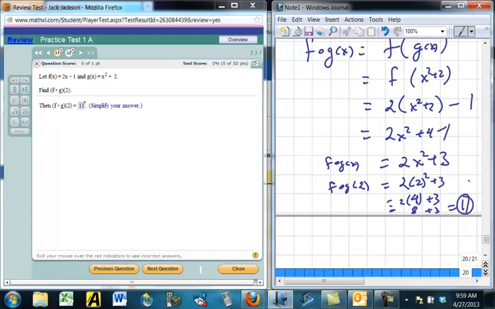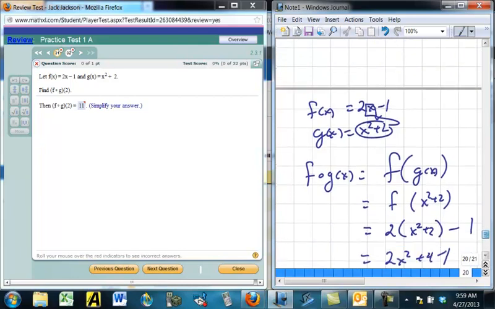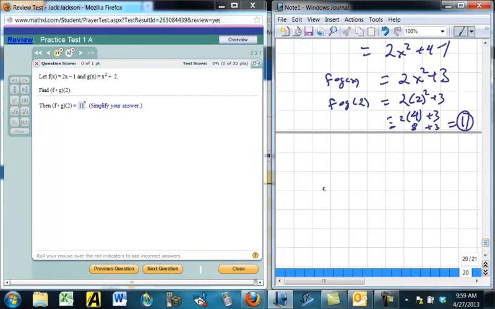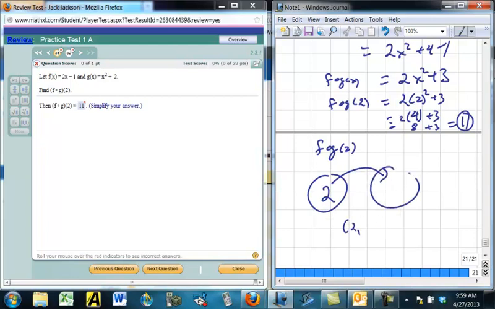Okay, now actually, since we didn't have to do this for a bunch of points, it might have been easier just to do it for the one point. We could have done it this way. Here's f compose g of 2. You take 2 as the input, and the output of the first stage, after you apply the function g, is g of 2. So g of 2 is 2 squared plus 2, which is 4 plus 2, which is 6.